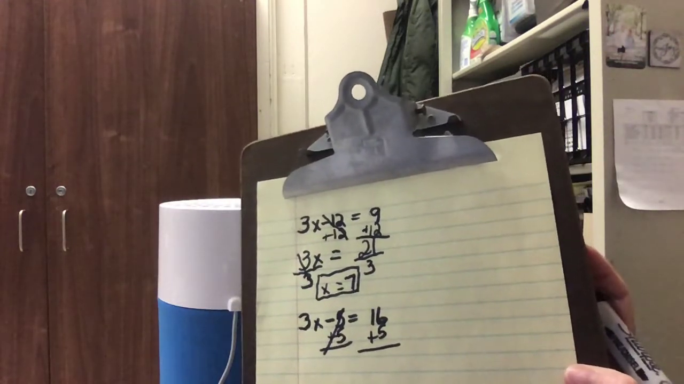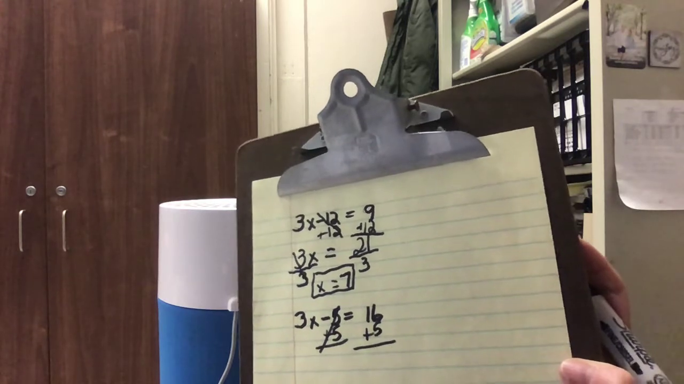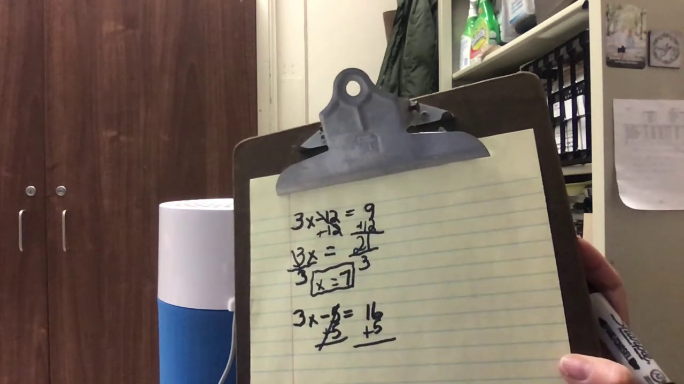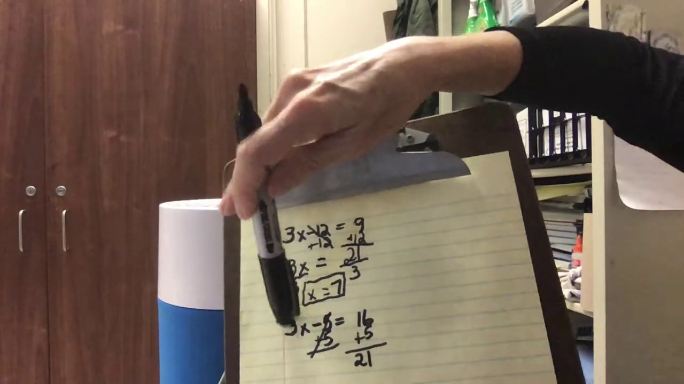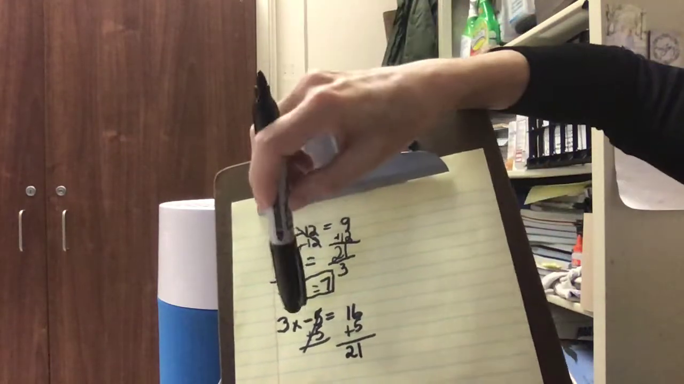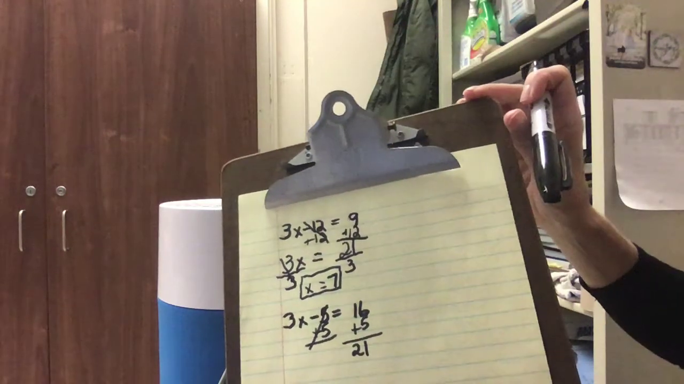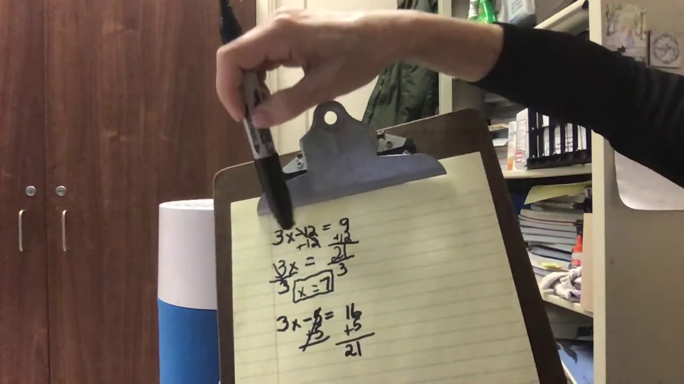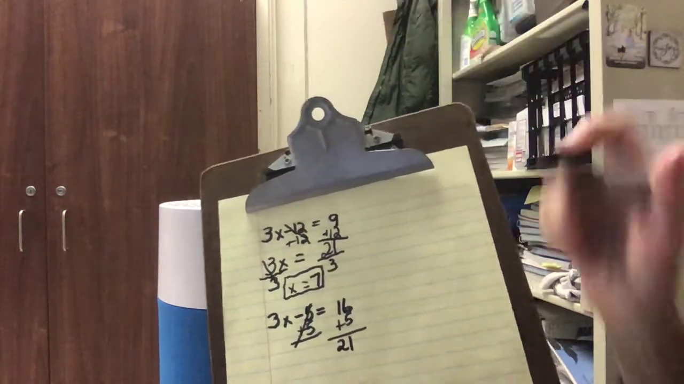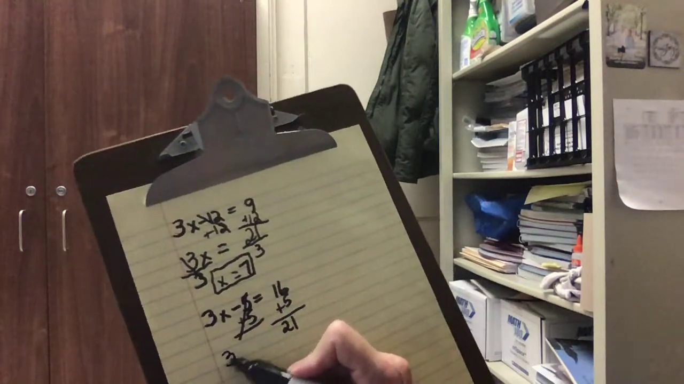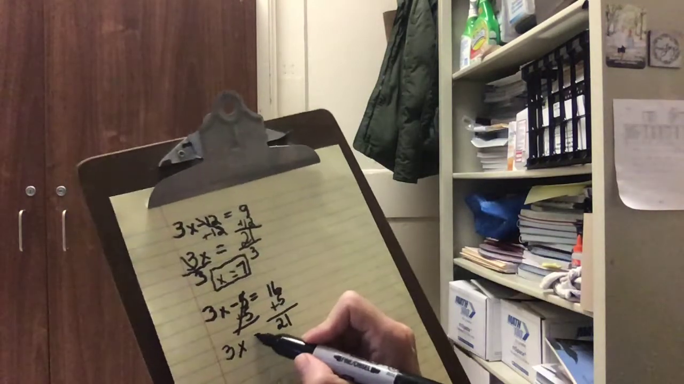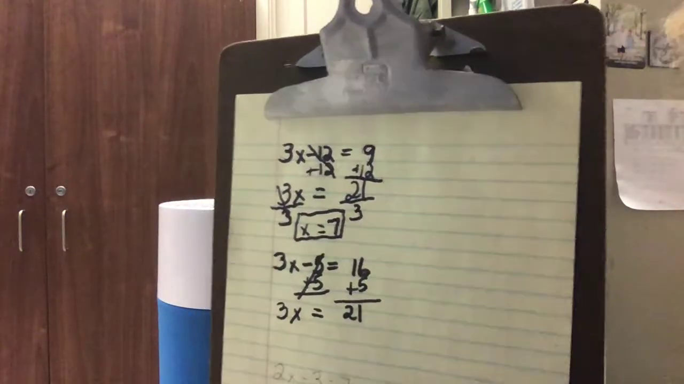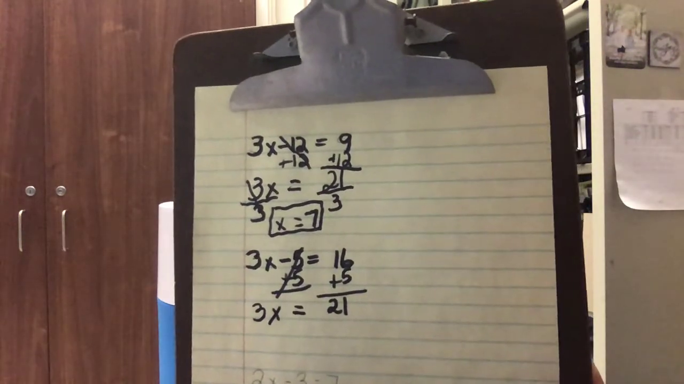You have 16 plus 5. 16 plus 5 is 21. Look at that. Also, look at that, you have the same integer before the variable. You have a 3. You're going to bring that 3x down, just like in the problem before. You bring your 3x down. Okay, you bring your equal sign down. And now you have 3x equals 21.